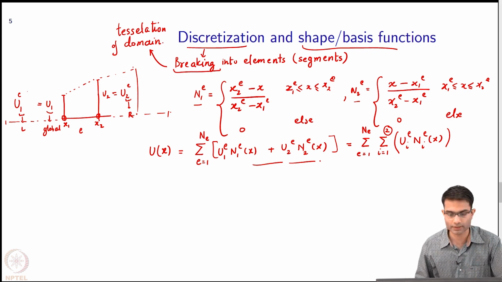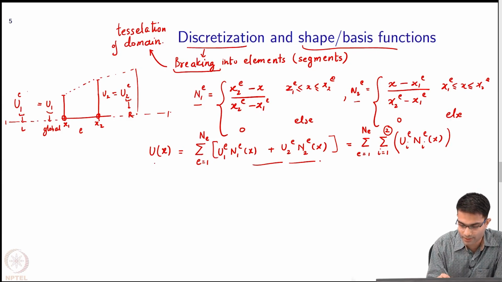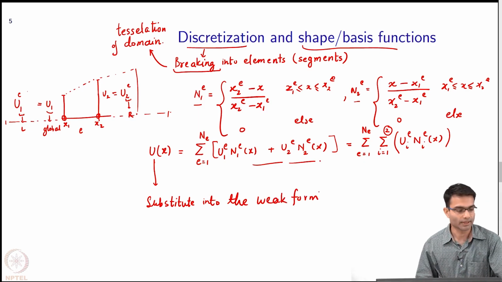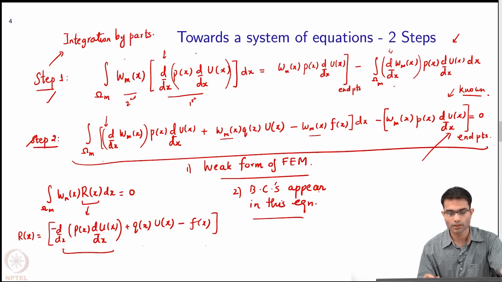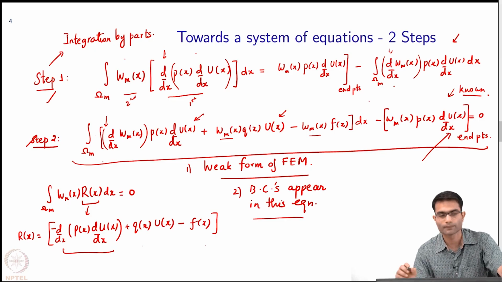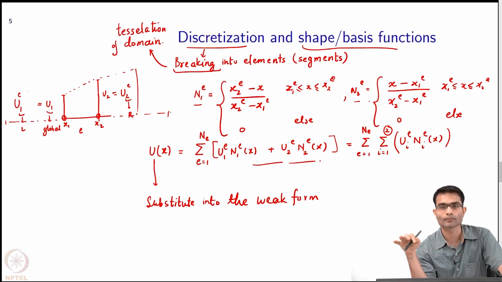So, now that we have done this, let us see what is next. Now we have to take this guy and substitute it into the weak form, right. In this equation over here, the previous equation, u was general. Now that I have got this form of u, I substitute it into this equation that I got. Okay. All right. So, let's do that.